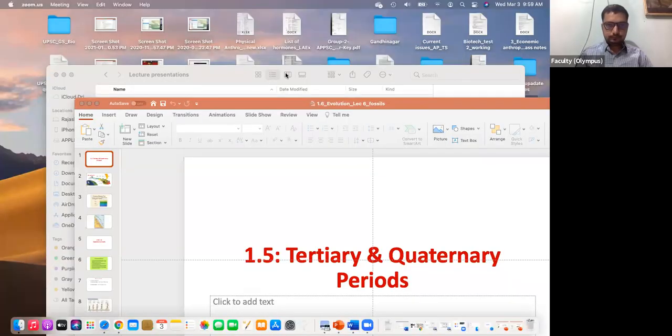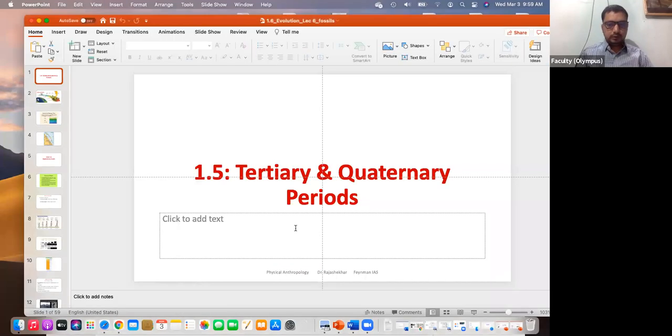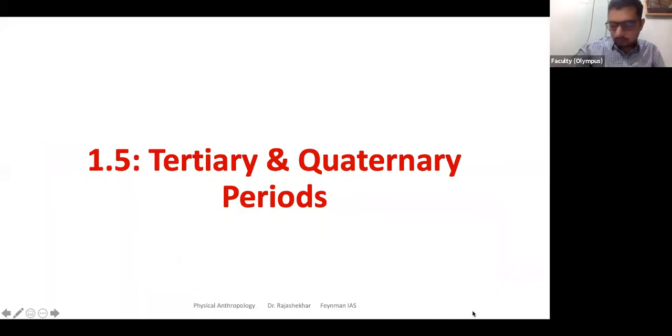Okay, right. So let's start with the tertiary. Share the screen with you. So let's learn what is tertiary, what is quaternary, what type of terms do we require here. Okay. Tertiary and quaternary periods. So this is part of 1.5, as I was telling you. It's a bridge between 1.5 and 1.6.